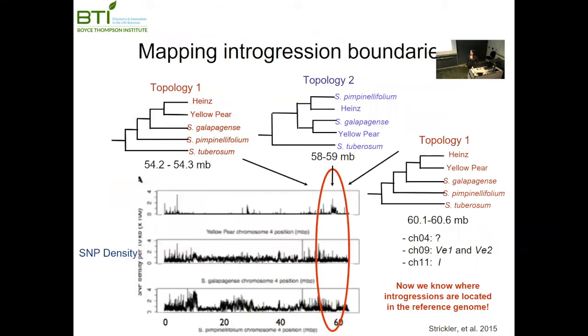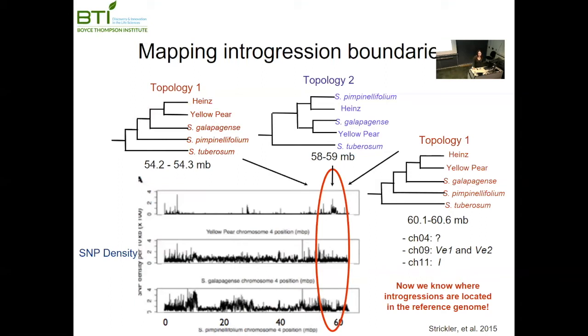In conjunction with that, we also plotted the density of SNPs across the Heinz genome. This was resequencing data, so we used a standard SNP calling pipeline, mapped the data and called SNPs. Then we put these into bins of 10 kilobases and plotted the density of SNPs along the chromosome. Here at the top of the picture we have yellow pear, the second is galapagense, and the third is pimpinellifolium.